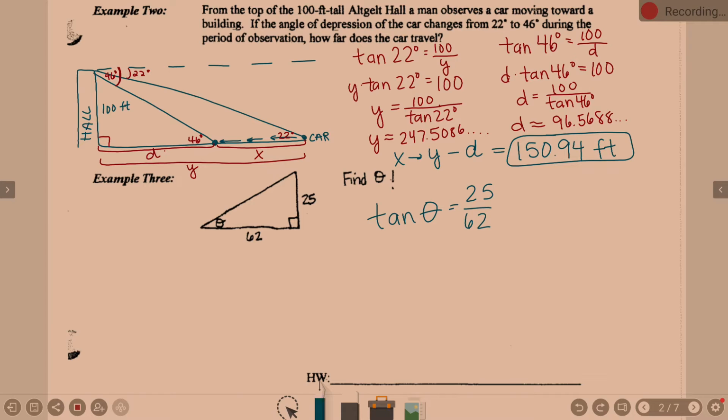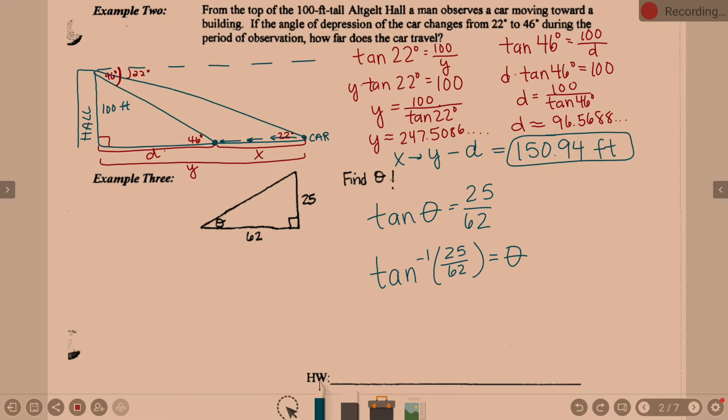Okay, we're trying to find an angle. What do any of the inverses give me? Their answers are angles. So this is a really good one to think about. This is technically based on what we did yesterday. So in order to find theta, tangent inverse of 25 over 62 is going to be equal to theta.